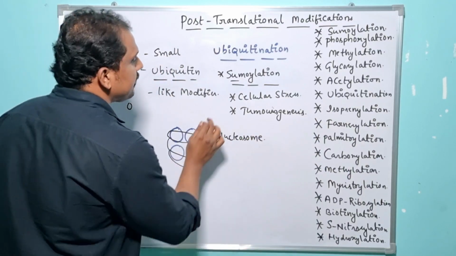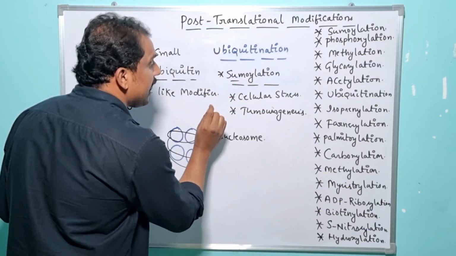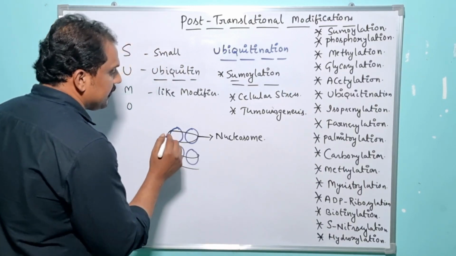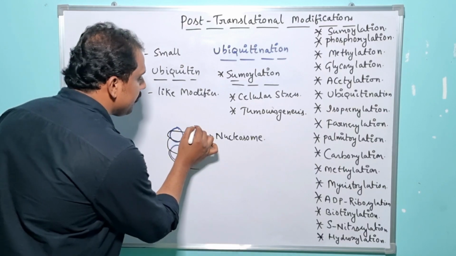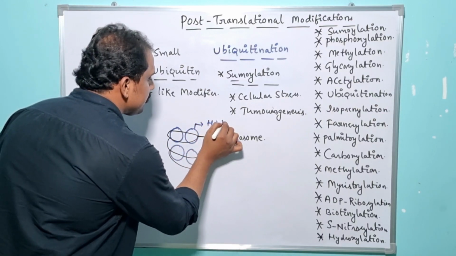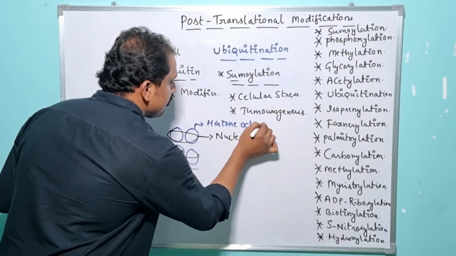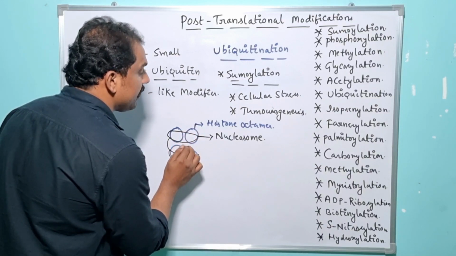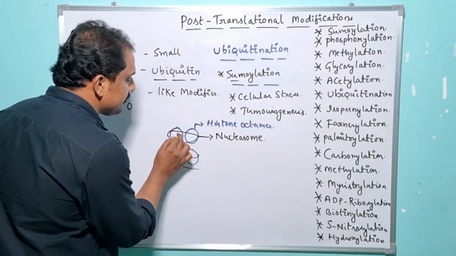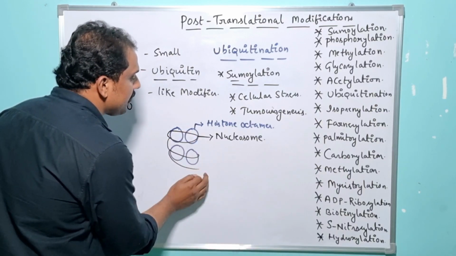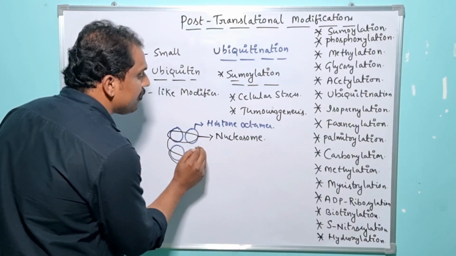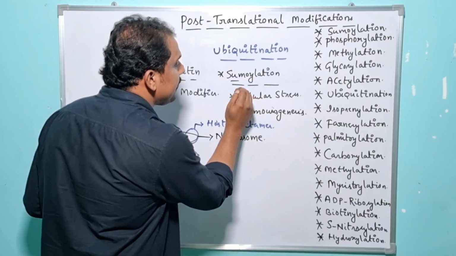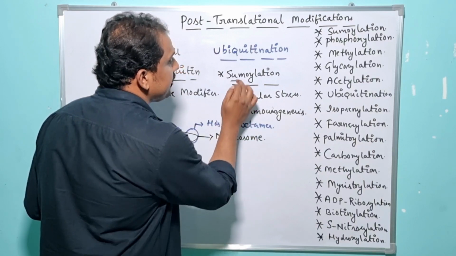So here, under normal condition, the specific sumoylation is not activated. Under abnormal conditions like cellular stress and tumorigenesis, the specific ubiquitin-like modifier gets successfully recruited to the histone octamer. Once the modifier is recruited to the histone octamer protein, the specific genomic sequence which is wrapped around the histone octamer is unable to participate in the gene expression. So in this way, sumoylation is capable to inhibit or repress the gene expression. So this is about sumoylation.